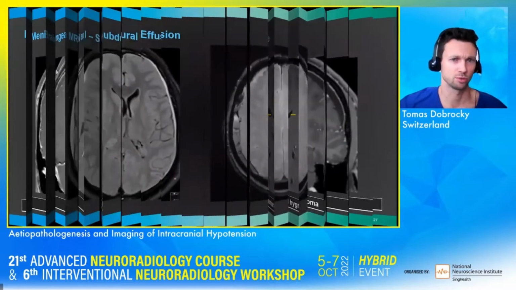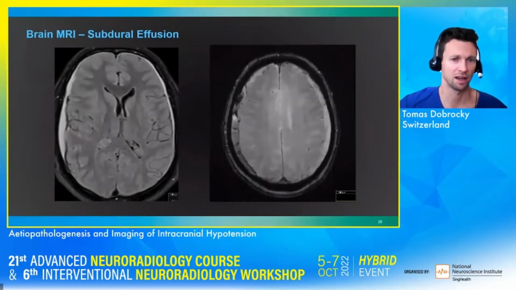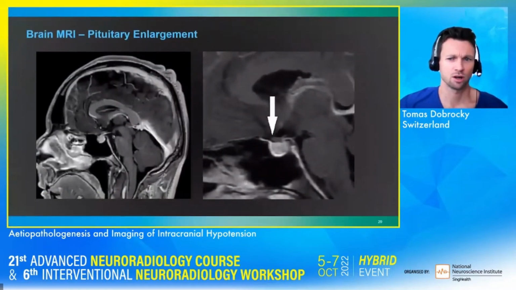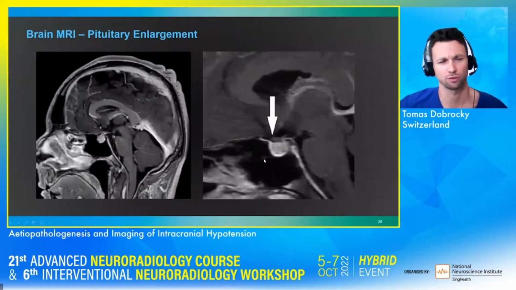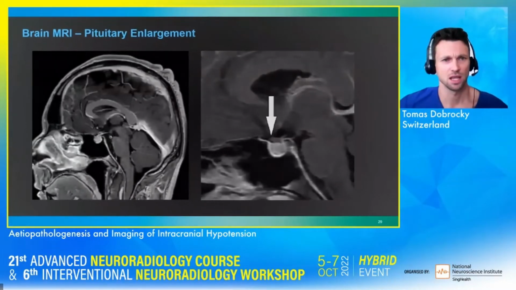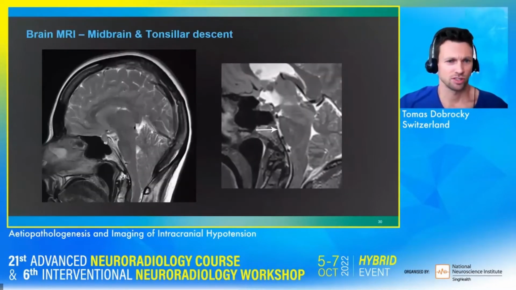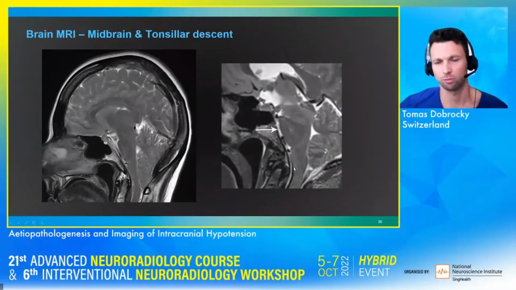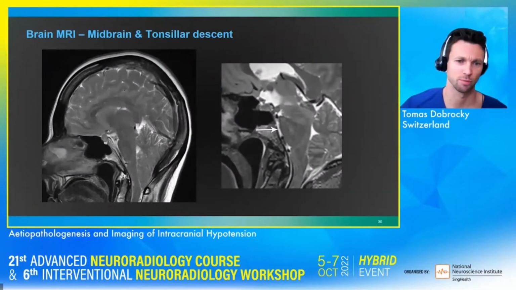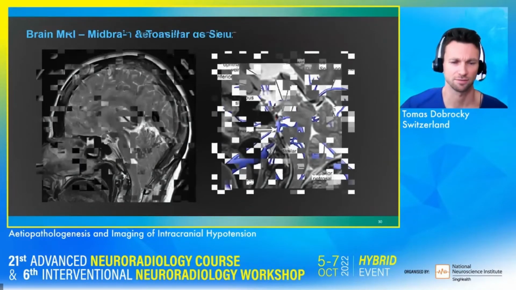As you have seen before, there are subdural effusions, usually bilateral. Sometimes they can also be just unilateral. Pituitary enlargement: the size of the pituitary gland can vary, but the gland is too large for the age and the sex of the patient. Tonsillar descent, we can see that sometimes in patients this is very severe, but the typical findings also of this brain sagging, where the entire brain is sagging down because of the lacking buoyant uplifting of the CSF.